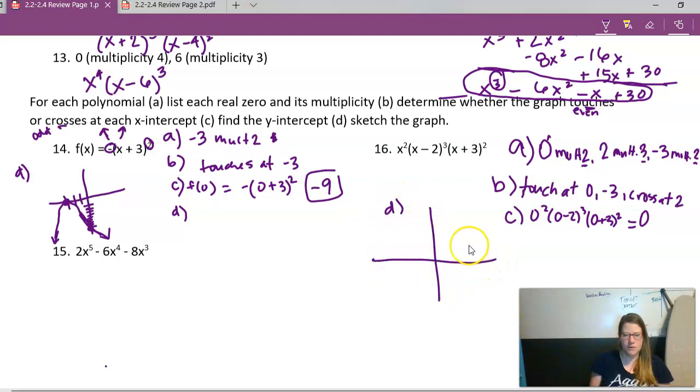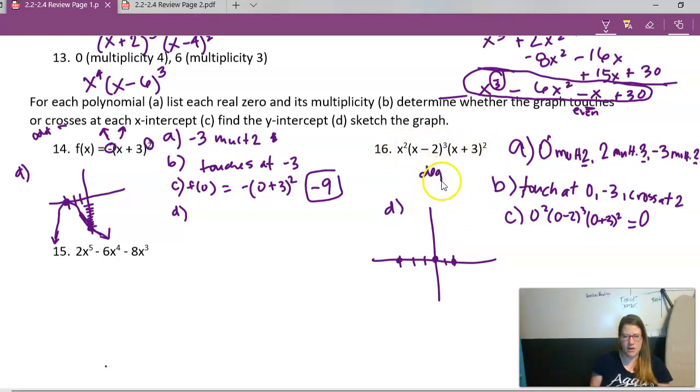Part D, we need to sketch the graph. So first thing we want to do, just put all of these intercepts on here. So I know there's an x-intercept at 0, one at 2, and one at negative 3. I know the y-intercept is also at 0, so that's already on there. We got to then look at the degree and end behavior. So the degree, remember, is how many times x is being multiplied together. So in this case, 2 plus 3 plus 2, which is 7.